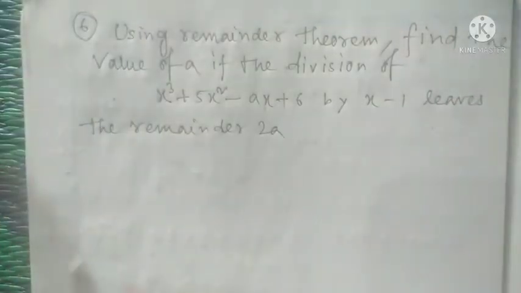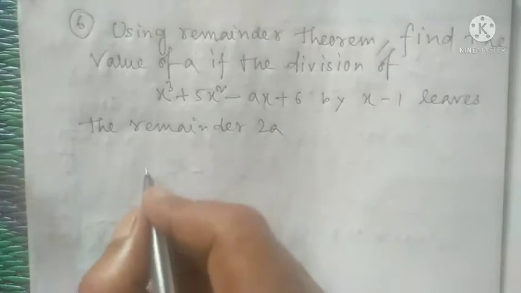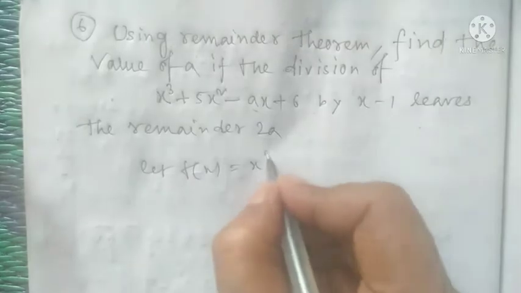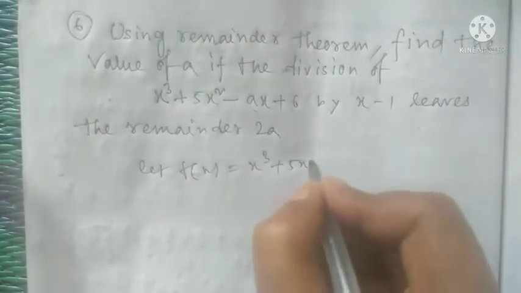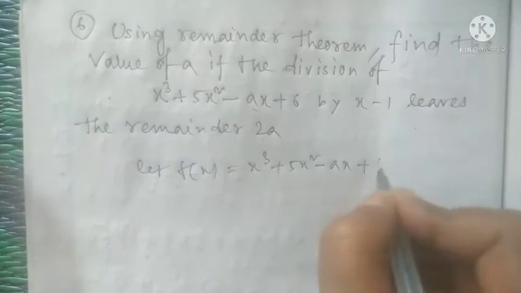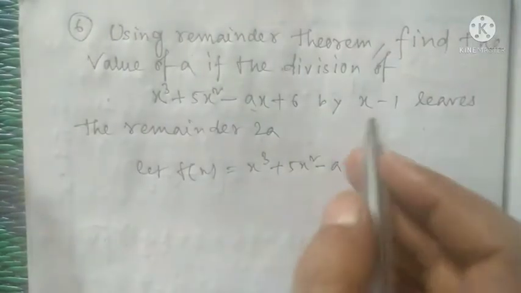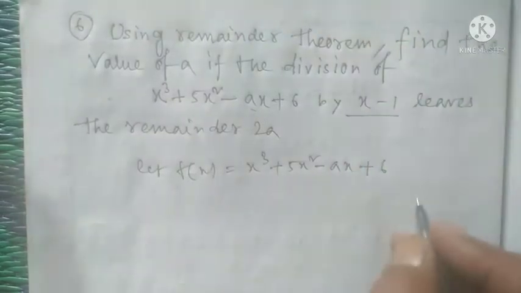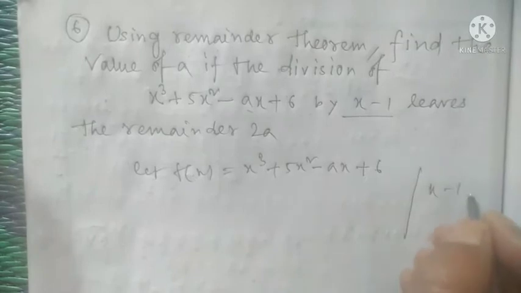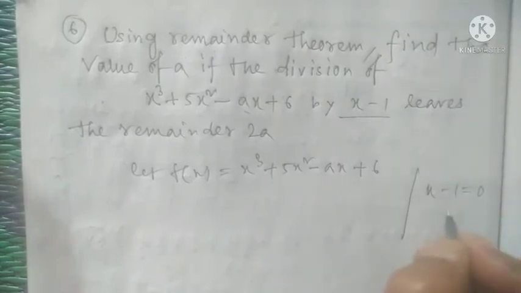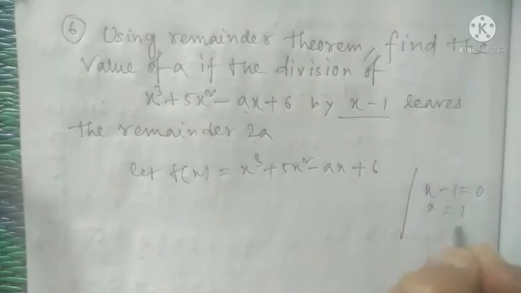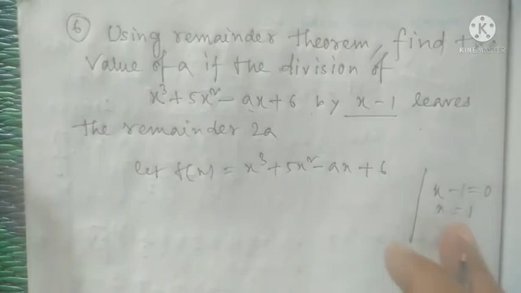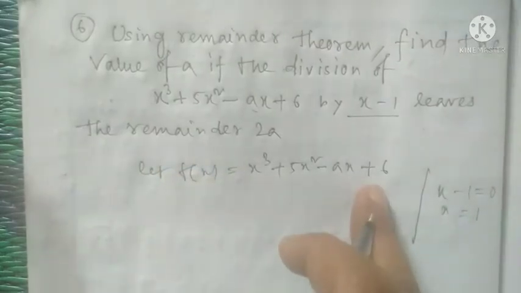First of all, I will solve question number 5. Let f of x be equal to x cube plus 5x square minus ax plus 6. Here the divisor expression is already given, so you can easily find the value of x using the trick: x minus 1 equal to 0, therefore x equals 1. After that you put the value of x in this equation, and you get the remainder.